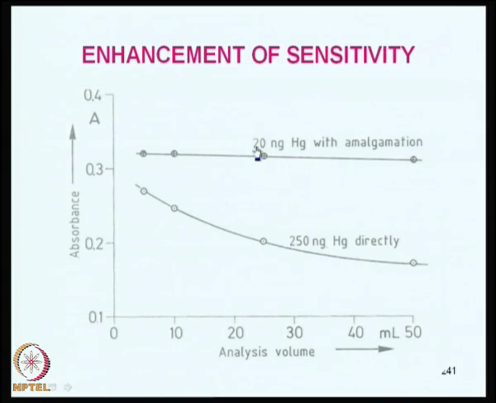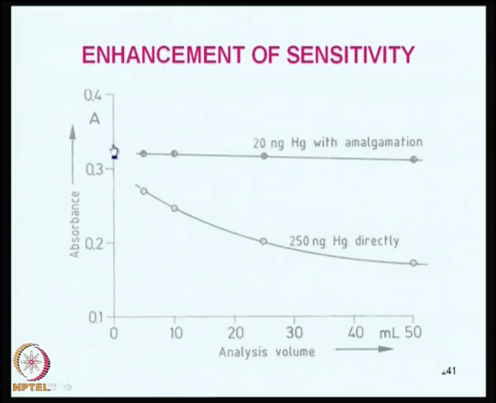250 nanograms, where is 250 nanograms and where is 20 nanograms? That is almost 10 times lower than without amalgamation. That is a beautiful advantage, special to mercury. Even if your analysis volume is large, you can see that if the analysis volume is about 5 ml, you have a signal which is about 0.32, and with 50 ml with amalgamation, for the same 20 nanograms the signal is constant up to 50 ml, whereas direct determination will not give you the same signal. With 5 ml the signal is more, and with 50 ml the signal is approximately 0.08 directly.